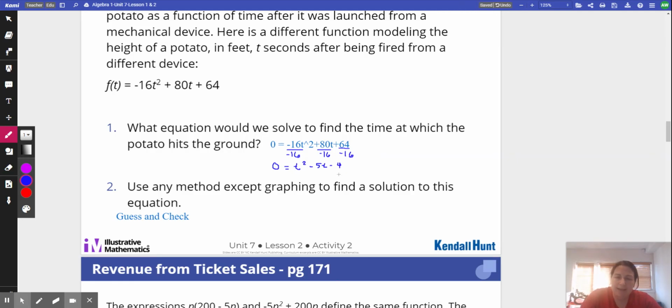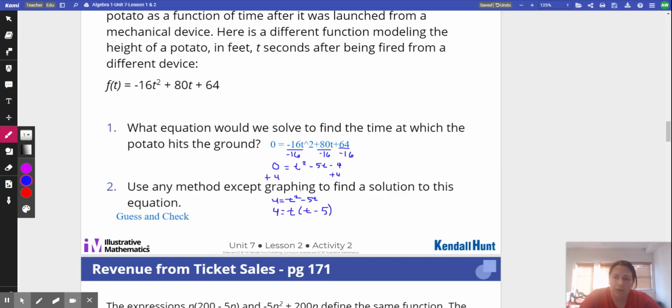I noticed that I can't really factor this yet, and we don't know how to factor, so we can't use that strategy. So I might move the 4 to the other side. If I add 4 on both sides, I get 4 equals t squared minus 5t. I notice there are 2 t's on this side, so I could factor and say, I know a number, and that number times that number minus 5 has to equal 4. The only way we can figure this out is by using guess and check.